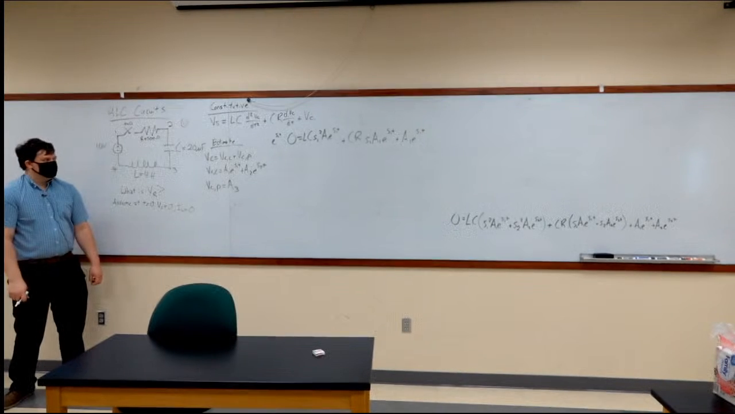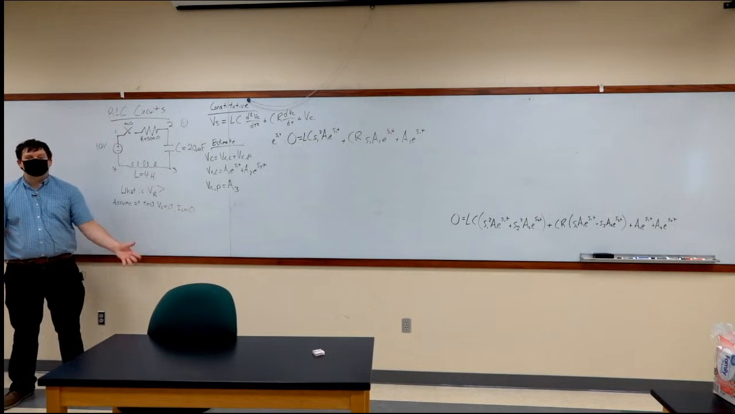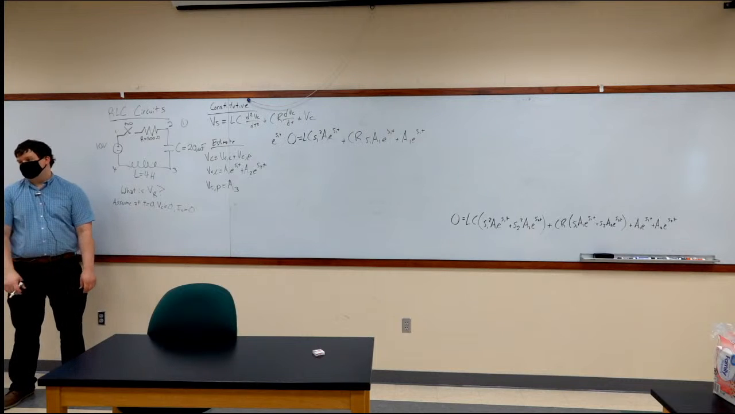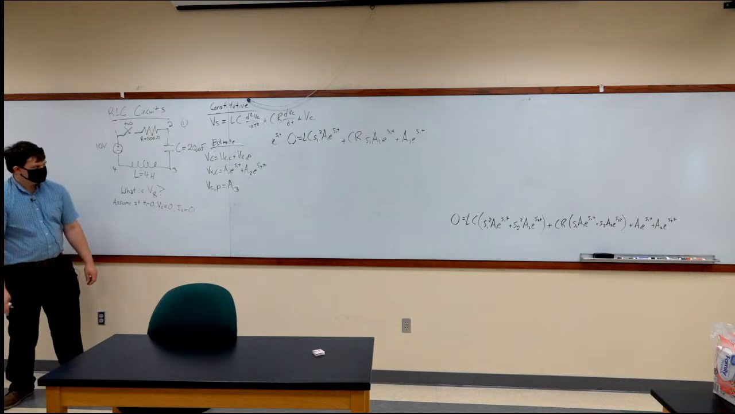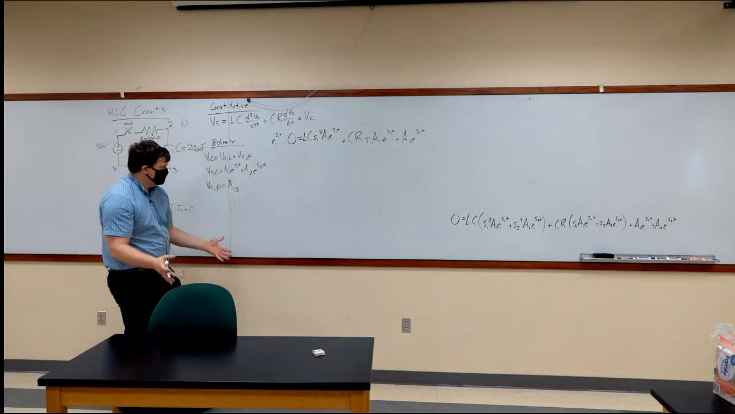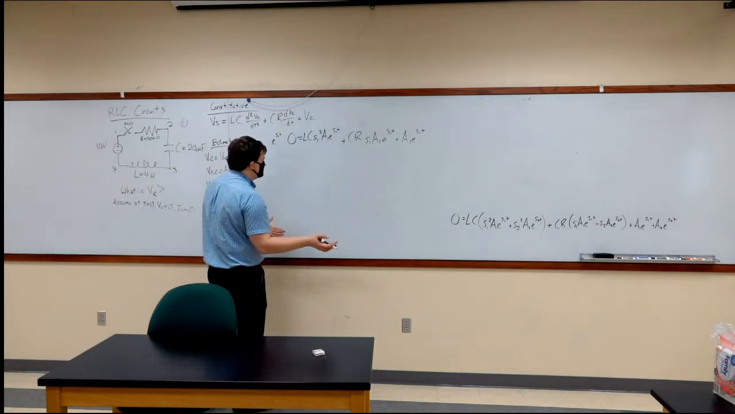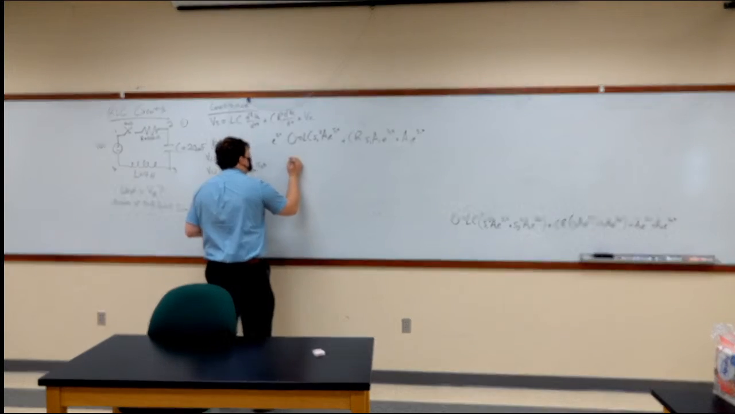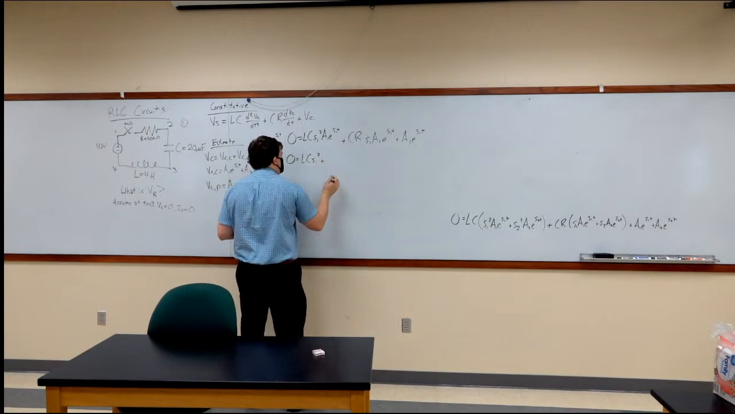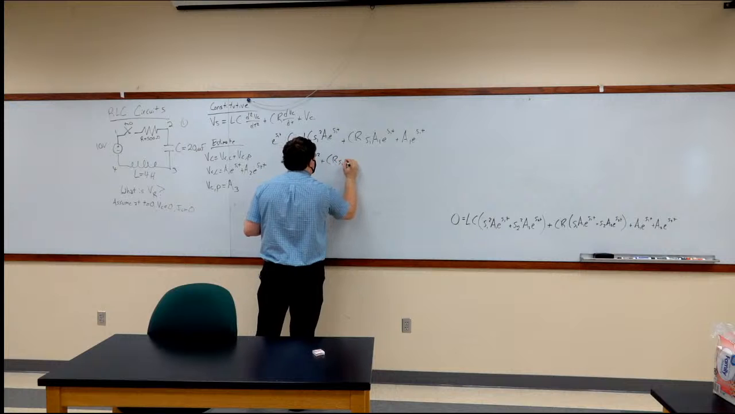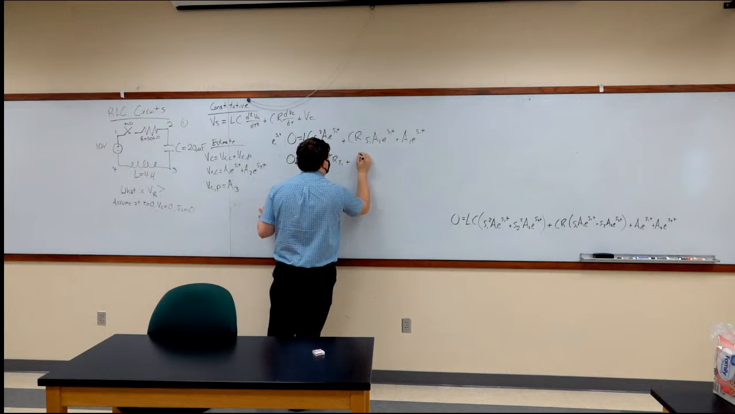Every one of these components has a1 e to the s1t in it. When we broke this equation up into two, we now have the ability to divide both sides by a1 e to the s1t. So we do that. If you divide both sides by a1 e to the s1t, what you get is 0 is equal to LC s1 squared plus CR s1 plus 1.